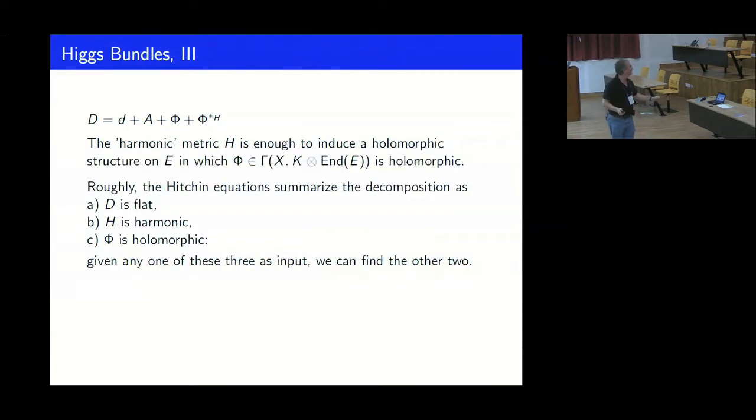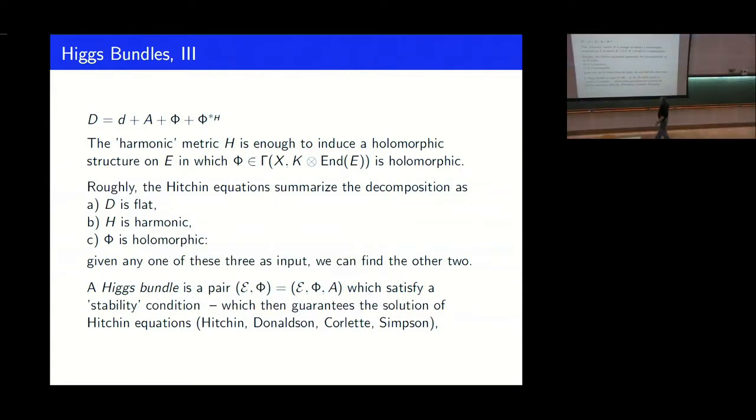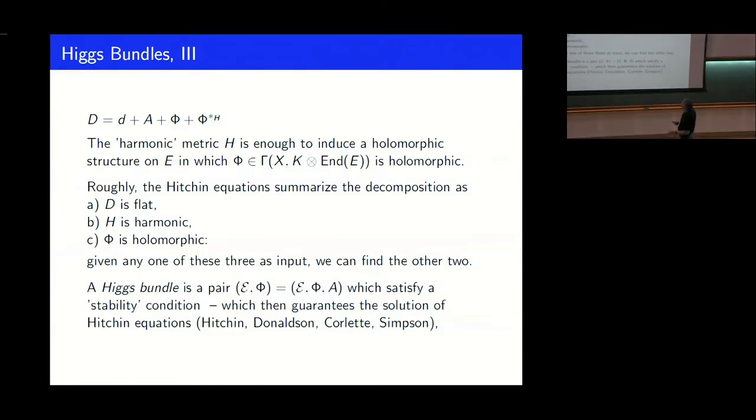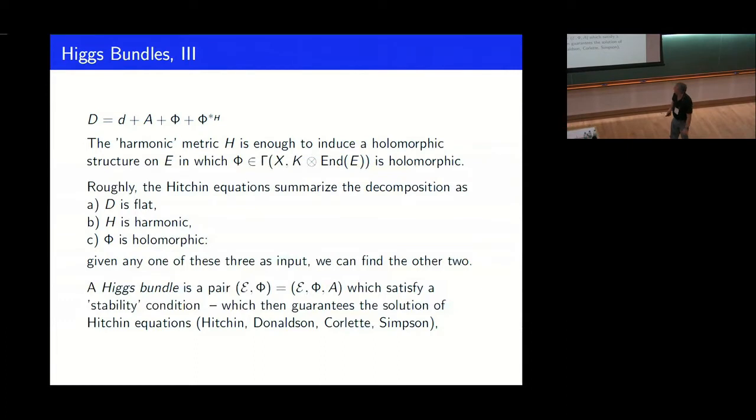We okay? We good? Okay. So a Higgs bundle is then a pair, a holomorphic bundle and a Higgs field, that phi, or if you like, you maybe want to add in the connection, which satisfy, in addition, something else I'll suppress a bit, a stability condition. And the stability condition is enough to guarantee existence of solutions to the Hitchin equations. And so the names commonly associated to this, that make the whole theory work, are Hitchin, Donaldson, Corlette, Simpson in the late 80s. Maybe Simpson's like 1990 or so, 91, 92.